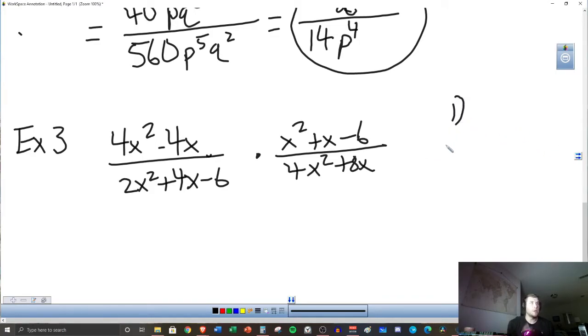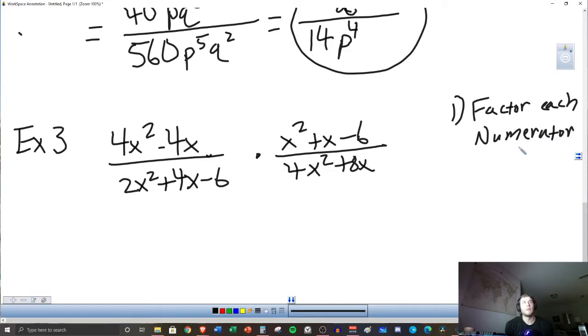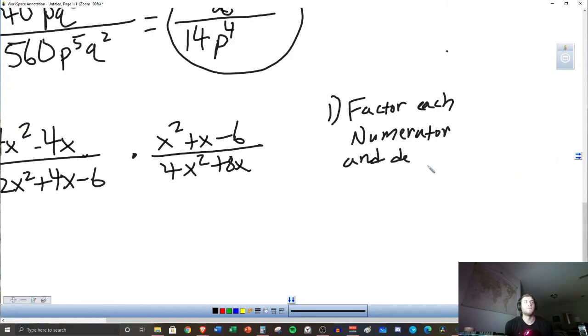The first thing you would want to do if you're approaching a problem like this, okay, is you want to factor each numerator and denominator. Well, how do we do that? Well, let's list out our steps again. We have GCF. We have quadratic trinomials.